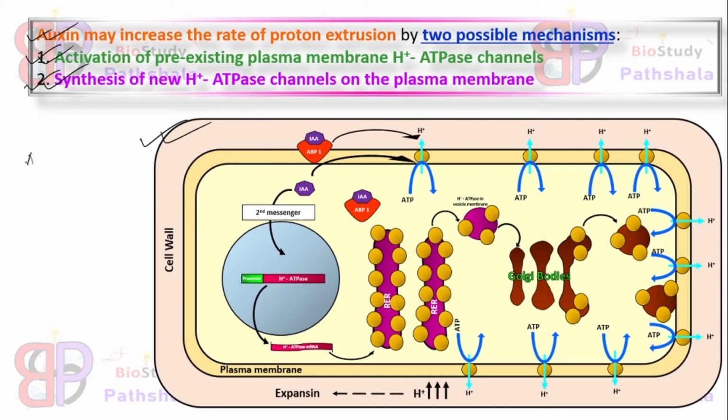Here ABP1 stands for auxin binding protein. This auxin binding protein binds to the auxin molecule, that is IAA, and forms the ABP1-IAA complex. This is the H+ ATPase gene, and this is the H+ ATPase mRNA. So now we can start these two possible mechanisms one by one.